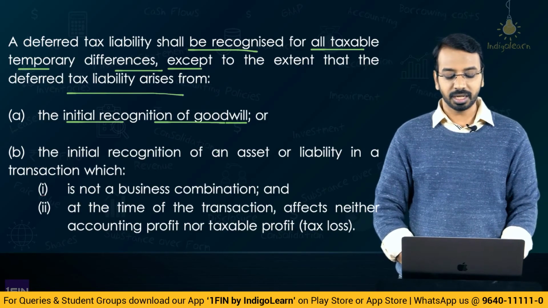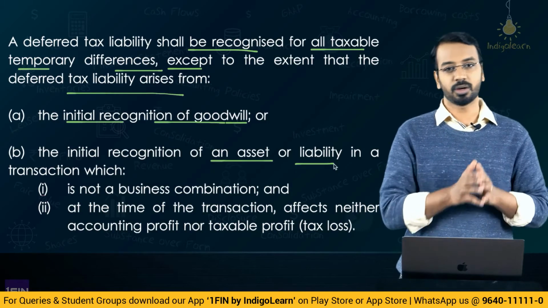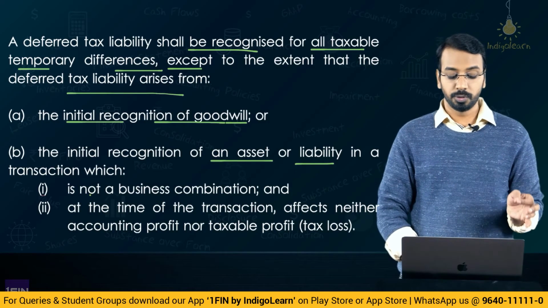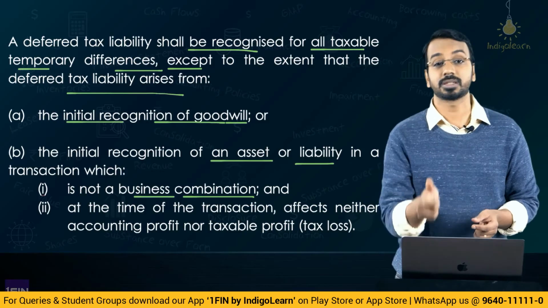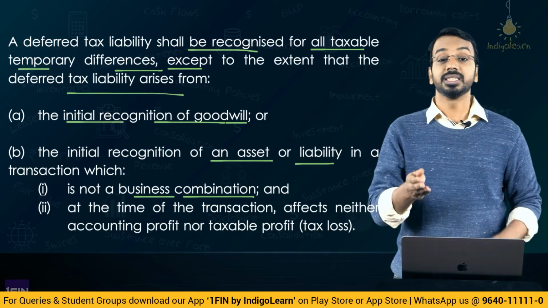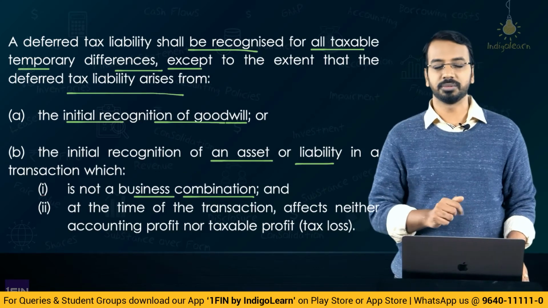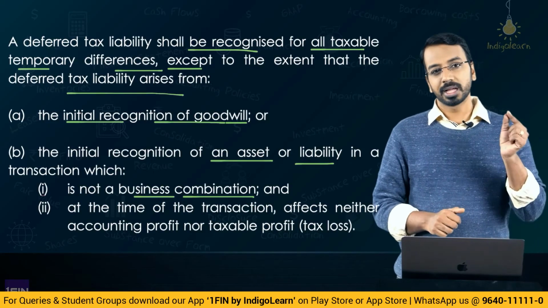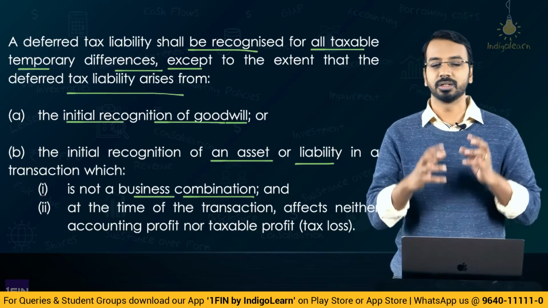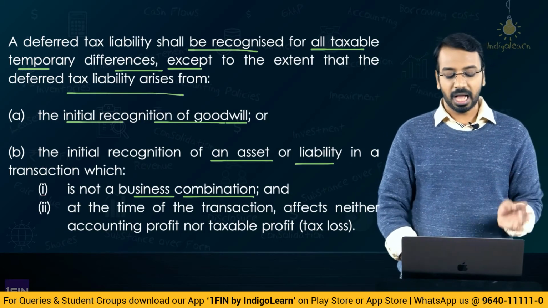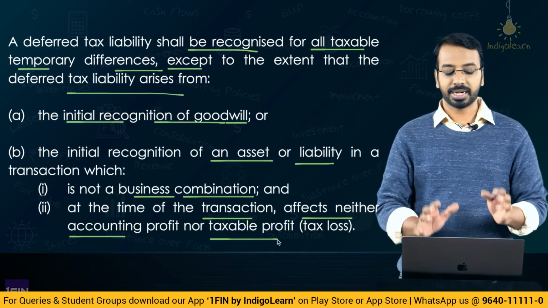And second is the initial recognition of an asset or liability in a transaction which is not a business combination. So, we are talking about cases where there is initial recognition of an asset. What is the initial recognition of an asset? Let us say you have purchased a plant and machinery. So, you will initially recognize that asset. If you have initially recognized that asset and this initial recognition is not because of a business combination, you have gone out and purchased the plant and machinery, and at the time of the transaction, it affects neither the accounting profit nor taxable profit.